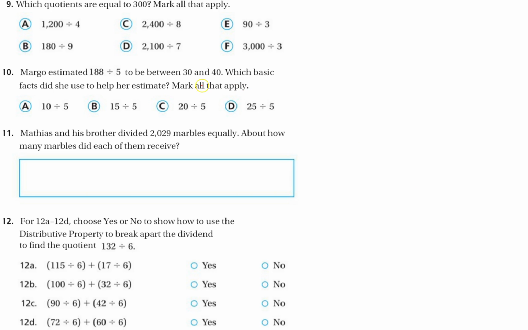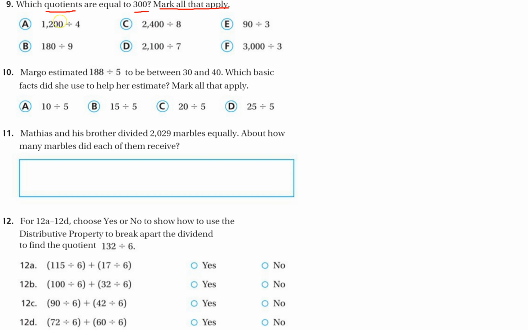Right, we're still in the Chapter 4 test review. Math time. We're looking at problems number 9, 10, 11, and 12. Which quotients, which answers are equal to 300? Mark all that apply. So you have to do each one of these problems. You have to do the division. It's kind of like number 8, but it's a bunch of number 8s.